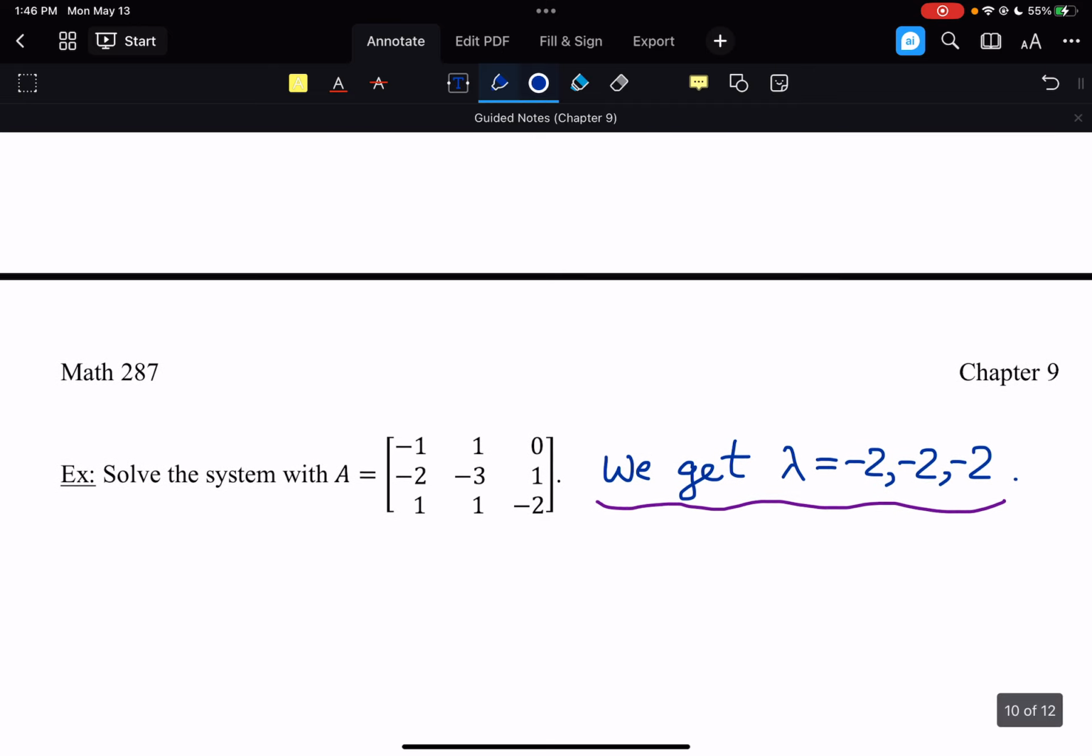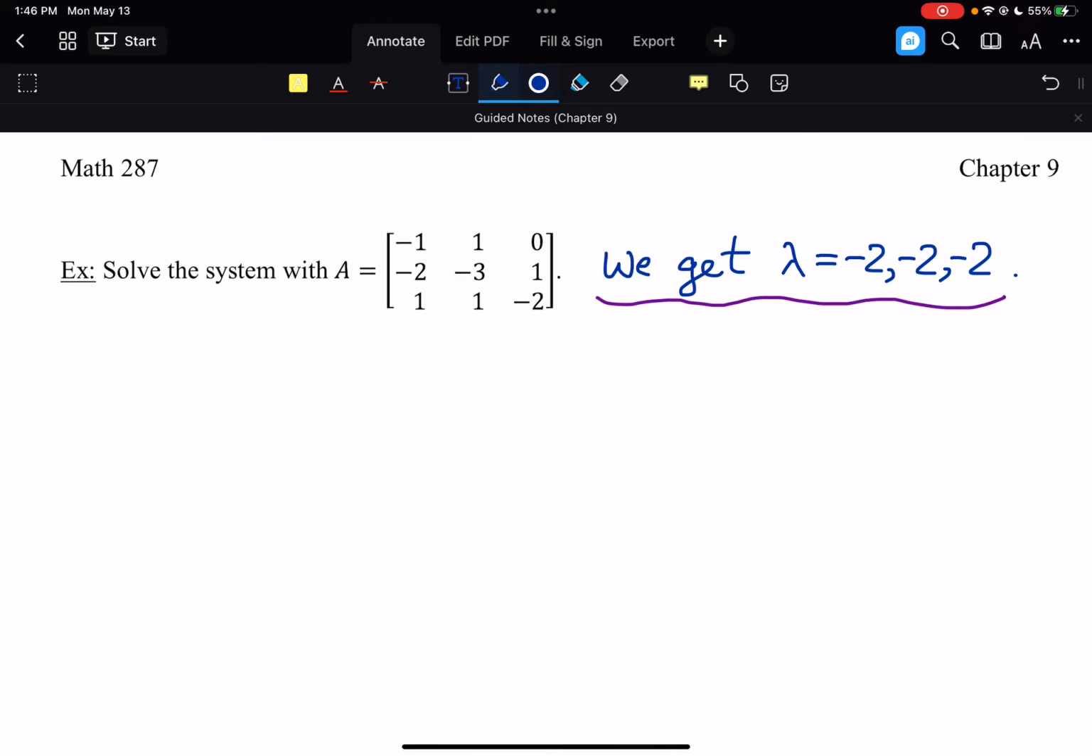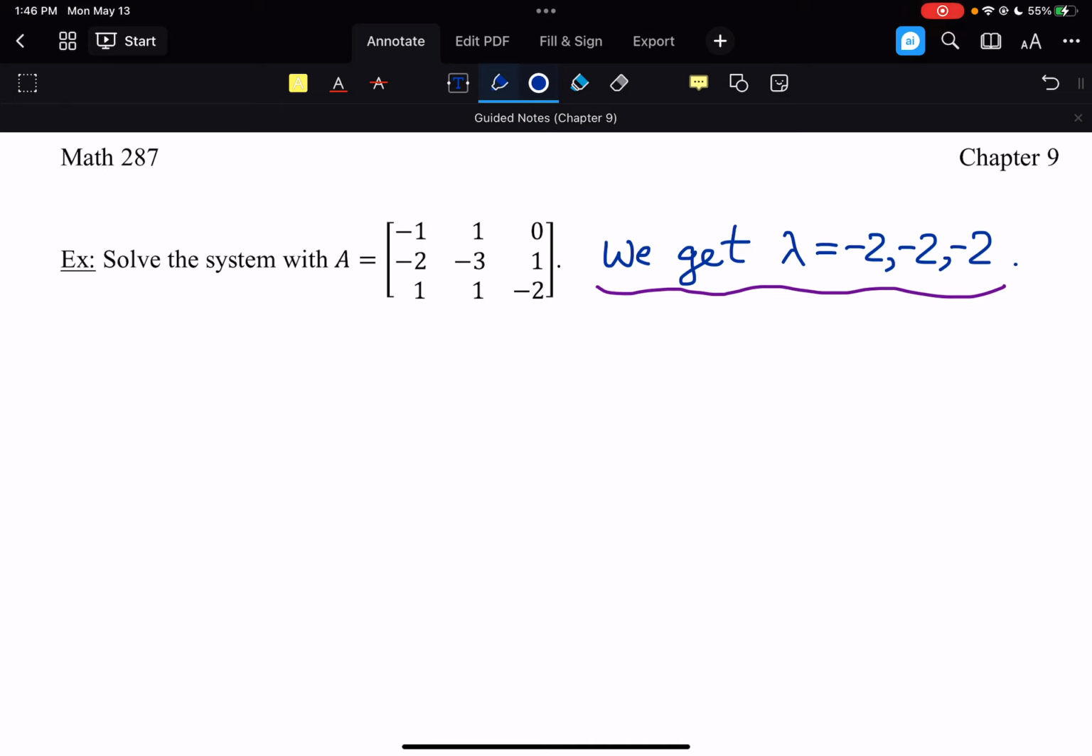Solve this system with this given coefficient matrix A. Okay, so we're solving a system of differential equations. We have the coefficient matrix A, and I went ahead and got the values of lambda already. So this one does give us 3 eigenvalues, but it's the same eigenvalue repeated 3 times. So we have -2 with a multiplicity of 3.